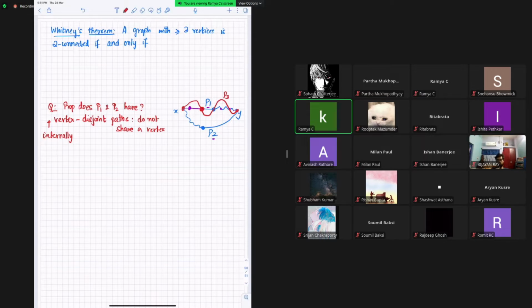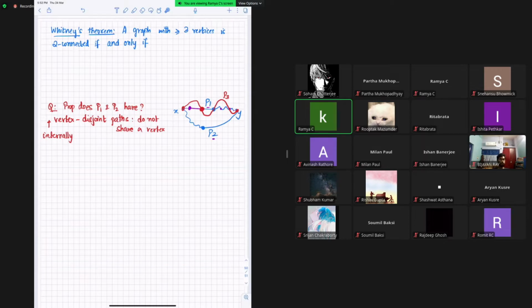So now we are saying we want to fill this portion. Right? So we are saying you have a graph with at least 3 vertices and you want to say it is two connected. So when I mean two connected, here I mean two vertex connected. That is, I have to remove at least two vertices in order to disconnect the graph.